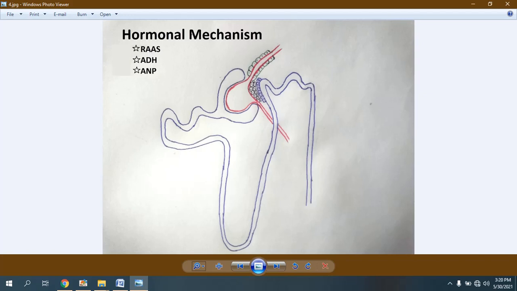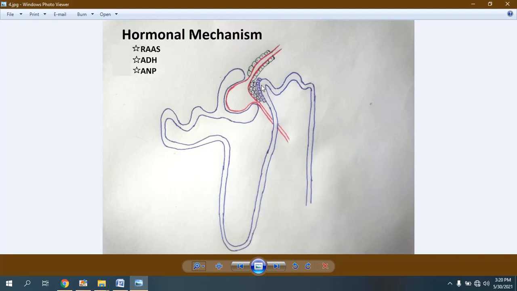As I told you in the second mechanism, the neural mechanism, the beta-1 receptor was present in the juxtaglomerular cell, which was responsible for the secretion of renin. So renin has a vital role in the renin-angiotensin-aldosterone system. The renin is secreted with the help of the beta-1 receptor stimulated by the sympathetic nervous system. Similarly, renin is also secreted by the juxtaglomerular apparatus.